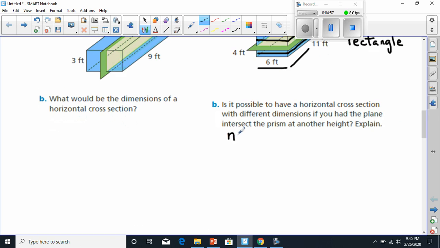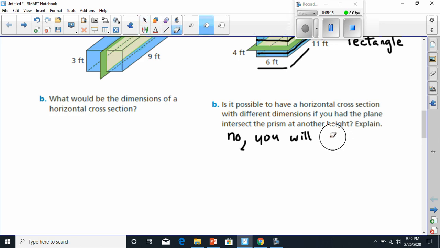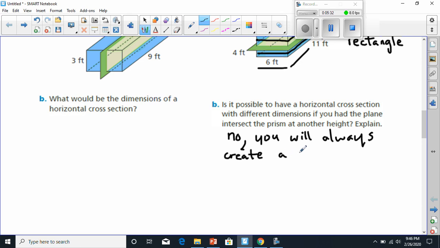no. You will always create a rectangle with 11 feet by 6 feet dimensions. Or I could put even measurements.